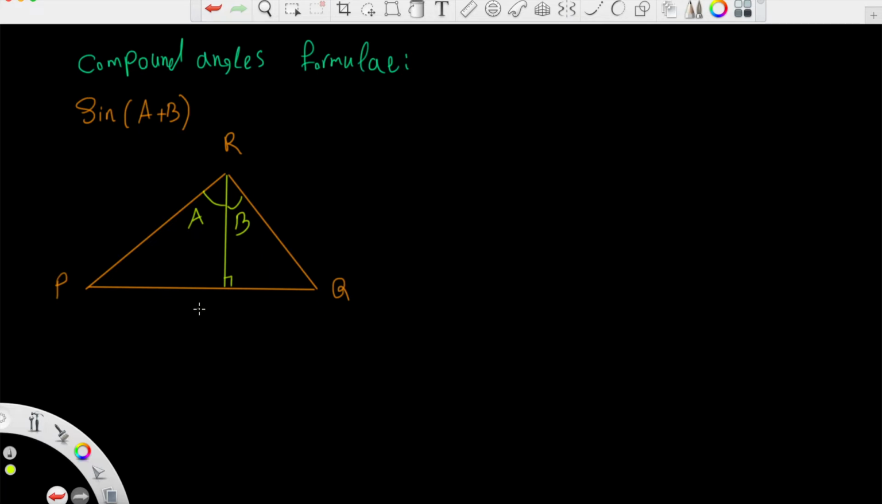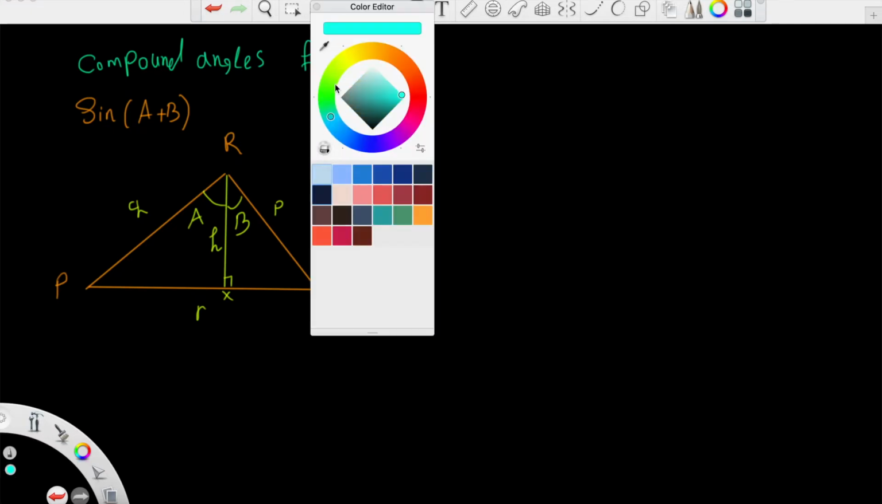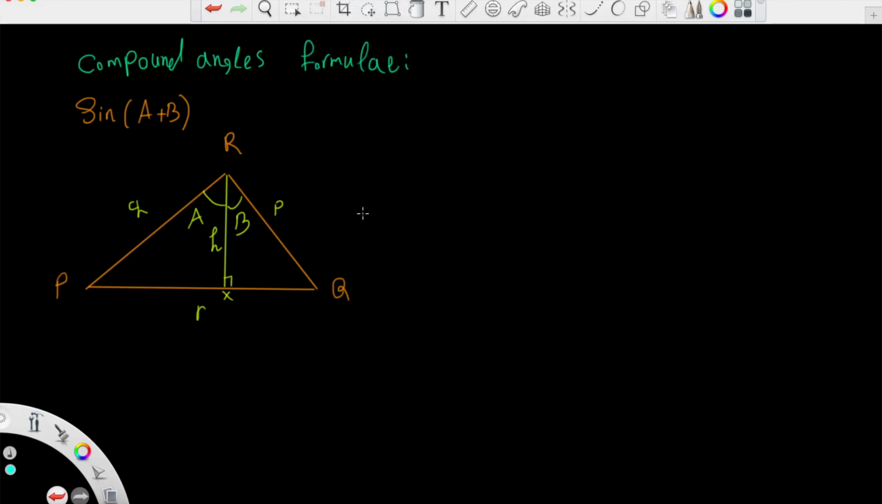So this side will be R. I label this point X. This side lowercase q, this side lowercase p, and it is H. Now, we have learned in O level that in order to find the area of one triangle, given two sides and the included angle, it is half of the multiplication of the two adjacent sides and the sine of the included angle.